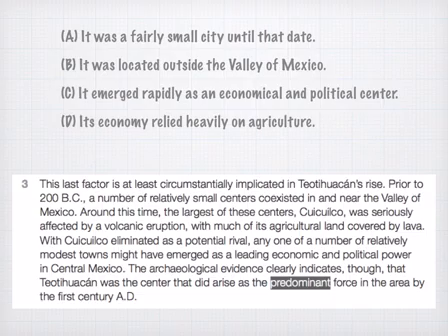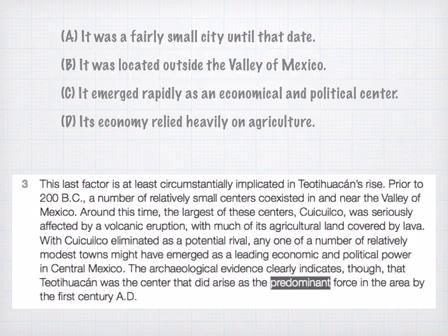B, as we've said, the actual wording in the sentence uses in and near the Valley of Mexico. It doesn't specifically mention whether Quilquilco was in or near, so I think we have to assume that it was in, at least, or near. It doesn't say anything about being located outside the Valley of Mexico. So I think that we can confidently say that D, its economy relied heavily on agriculture, is the most likely answer.